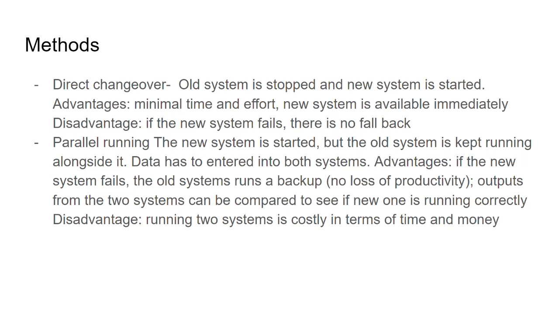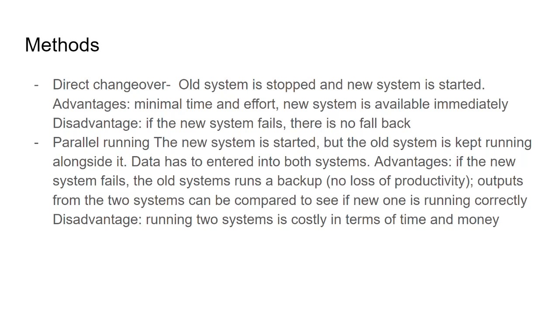Parallel running is when the new system is started, but the old system is also running at the same time. So if the new system fails, we can go back to the old system. The advantage is that there is no loss of data or productivity. The outputs can also be compared, to see whether the goal is reached. We can compare the areas which were improved, and see whether the target was achieved or not.